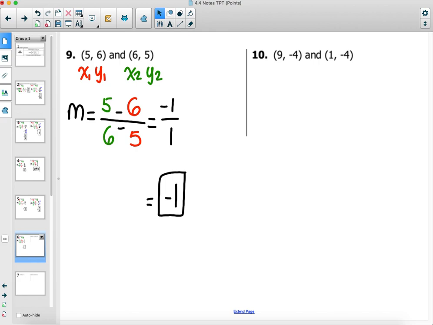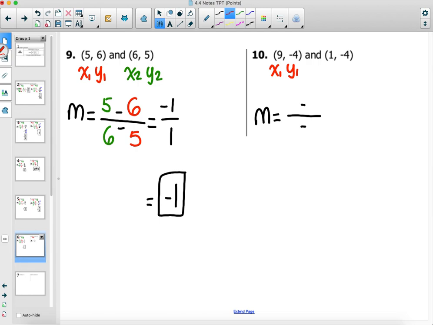Number 10, m equals, m representing slope. Subtract the y's on top, x is on the bottom. But beforehand, we label our x1 and y1. We label our x2 and our y2. So this will become negative 4 minus a negative 4 on top. And the bottom, 1 minus 9.